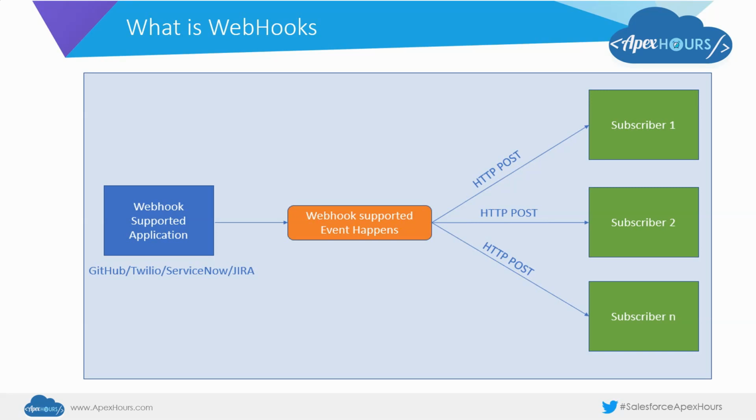GitHub, ServiceNow, Jira, WhatsApp are some examples of those kind of applications which support webhooks. The advantage of this approach is that when an event is happening, you will be able to register multiple external subscribers to that particular event.